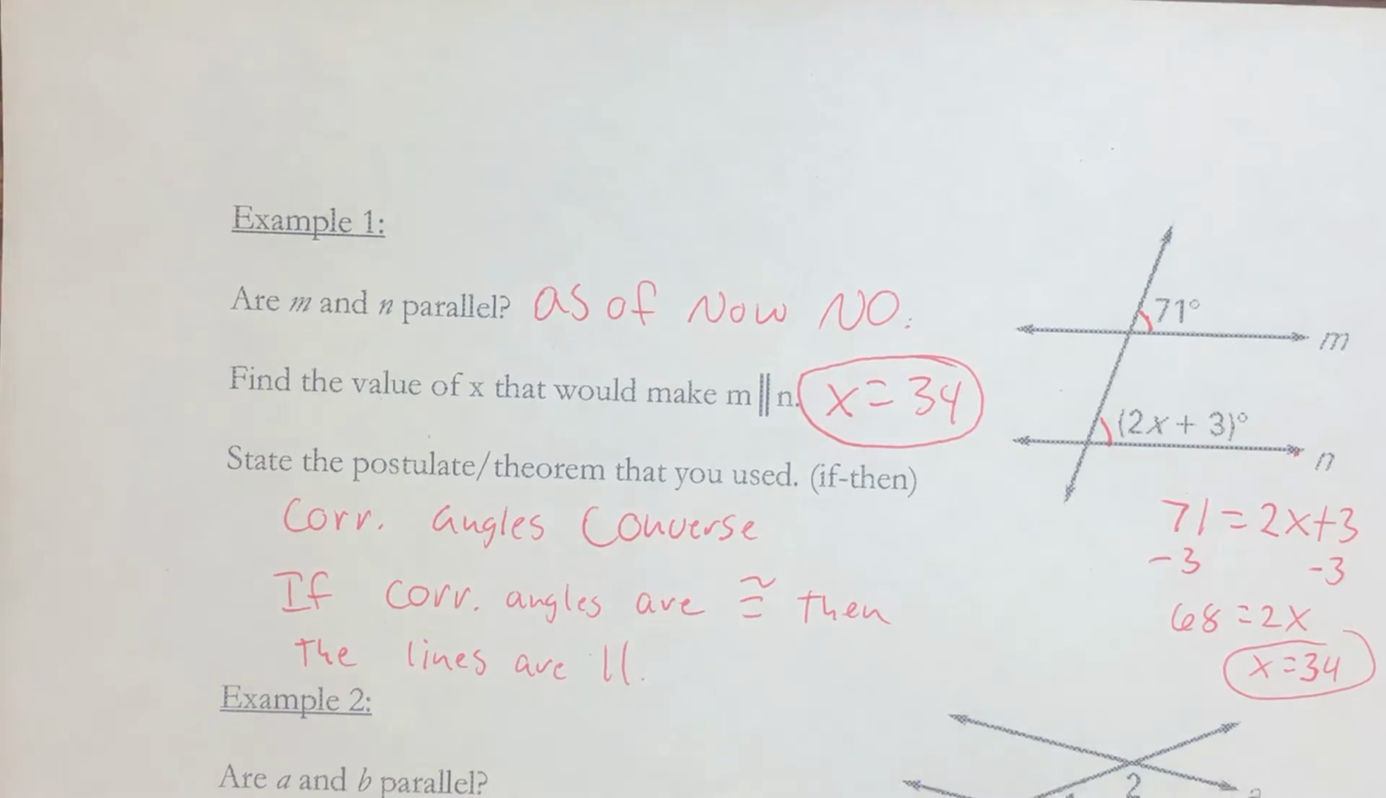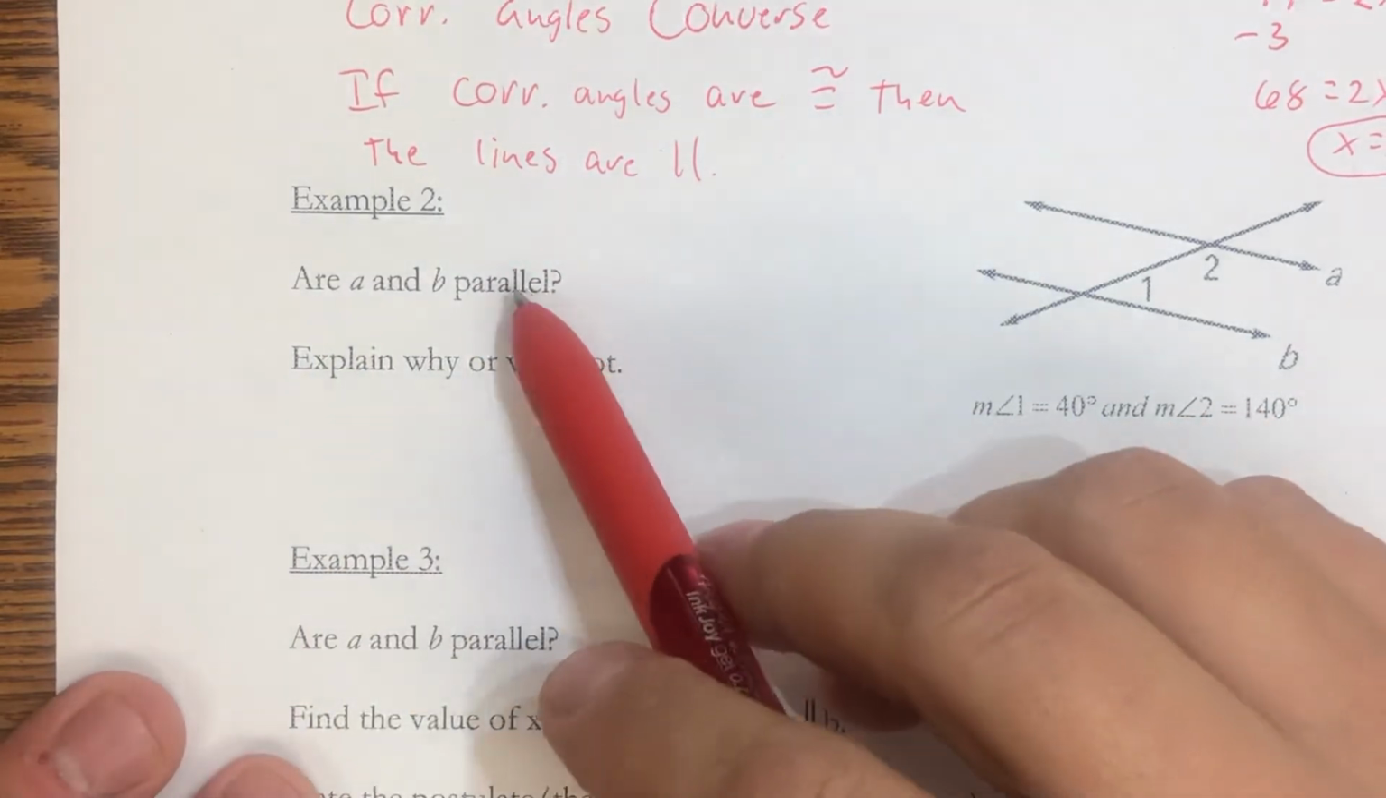If we do a lot of proofs, we'll hit if-then form even more. This year we're not doing a ton of proofs based off the distance learning piece, but that's kind of the biggest benefit of the if-then. So next one says, are A and B parallel?